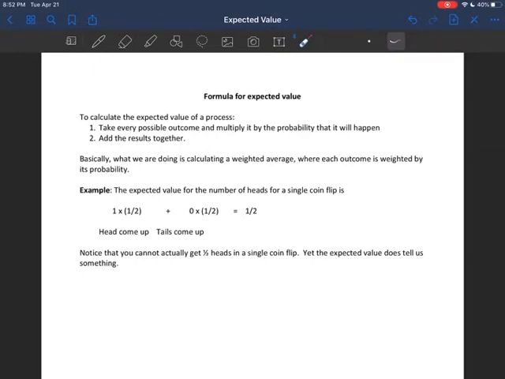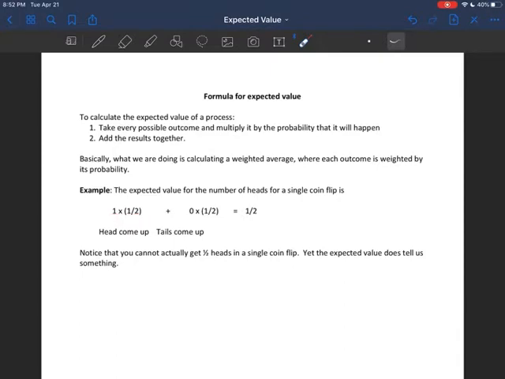So basically what we're doing is we're taking all of the possible outcomes, and instead of just averaging them, we're taking a weighted average, where the weights are determined by how likely that outcome is. So we'll do a couple examples now.